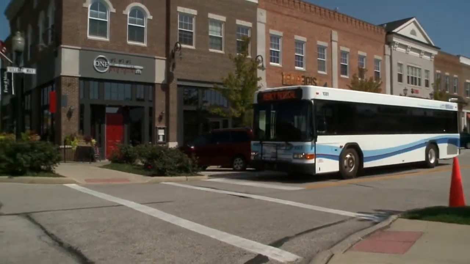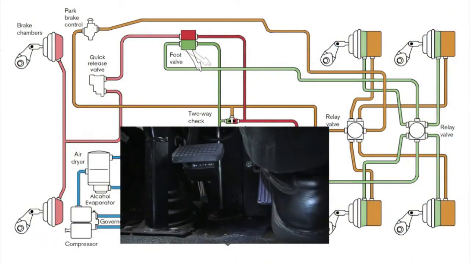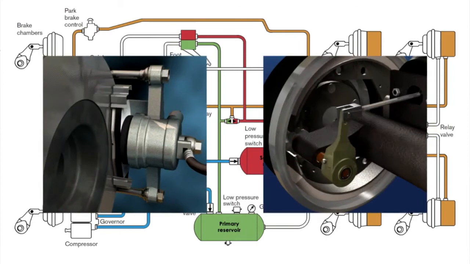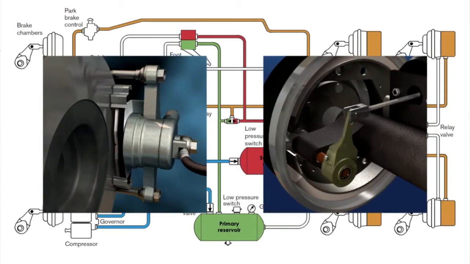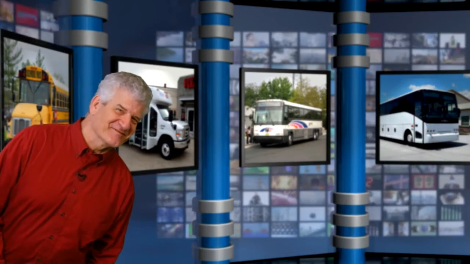Okay, if all goes well, you come to a stop. When the driver lets up on the pedal, or treadle if you prefer, air is released from the system through several valves to quickly allow the brake pads and brake shoes to retract and allow the wheels to spin freely again. And that's how air brakes work. Okay, I guess we're done. Thanks for watching. If only it were that easy. Stay tuned, because next we're going to take a closer look at each of the components of the system.